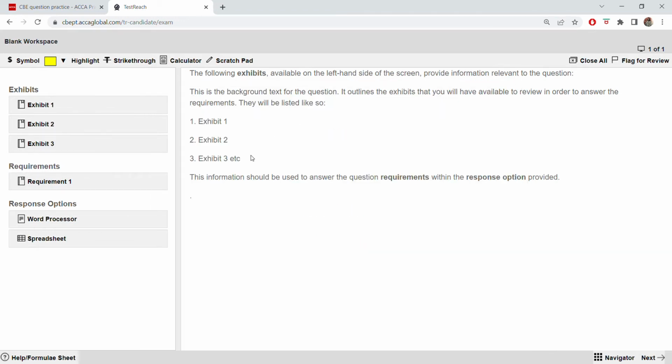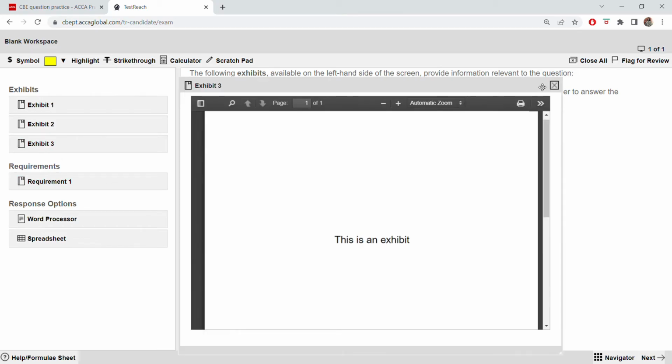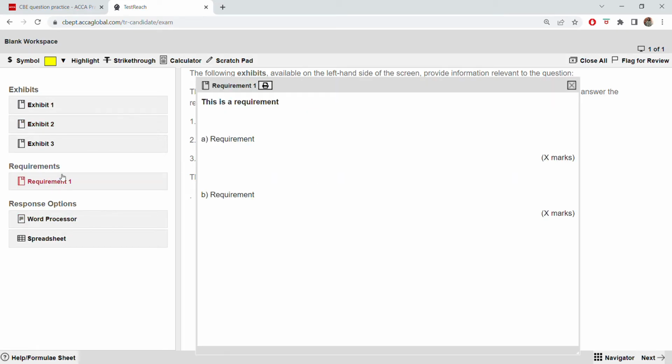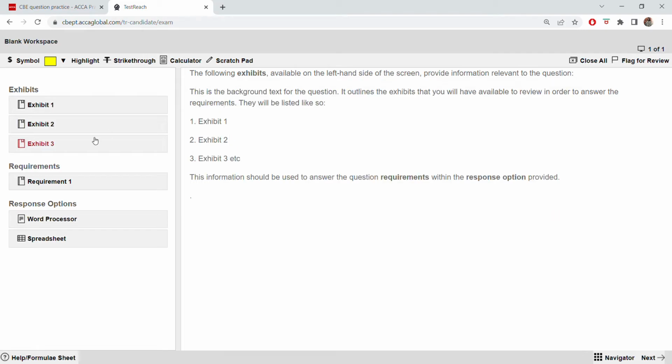First I will tell you the tools that you need to use before I actually do the question. Okay, then you will be having exhibit 2, you need to click, and exhibit 3. Mostly the 3 exhibits might be for 3 different questions, and then you have requirement 1. You see, for x number of marks, A and B. Here you are going to read all your requirements, and these are all your information, the case study, exhibit 1 2 3. And here you have your response option.